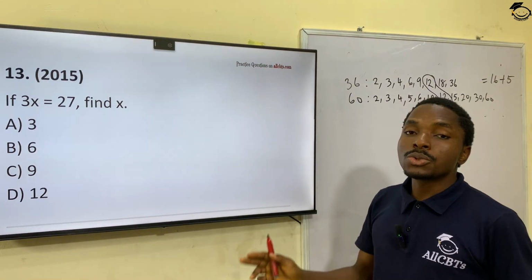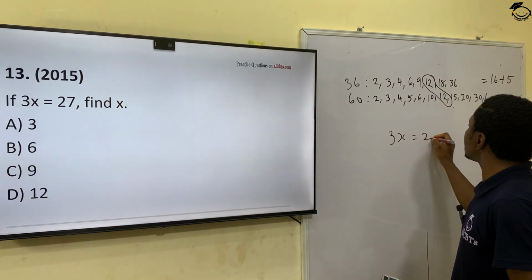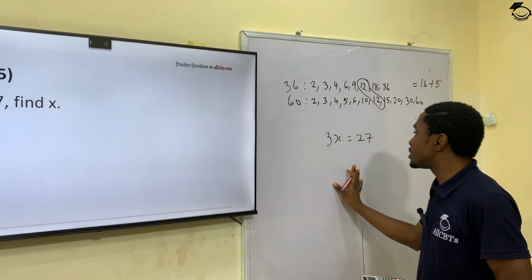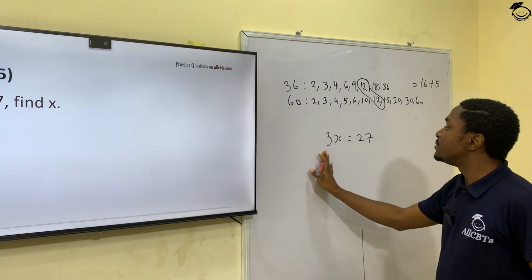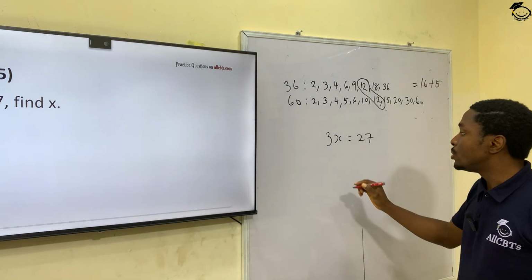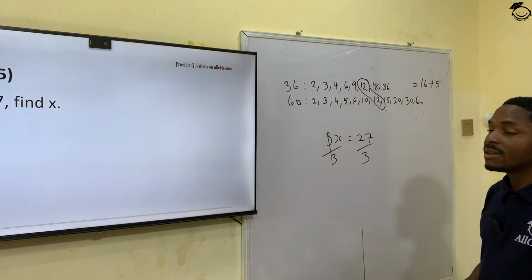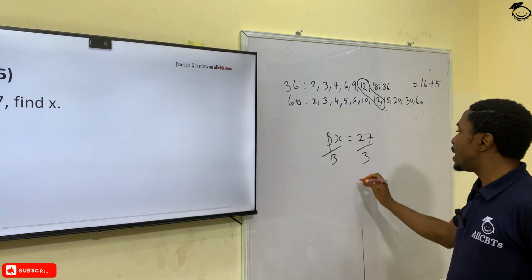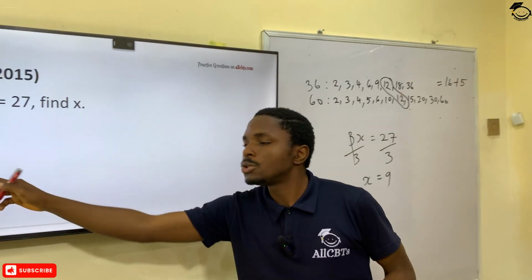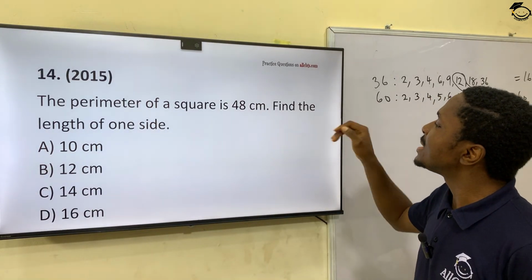If 3x is equal to 27, find x. What is x? We've already seen several questions like this. You just need to divide both sides by 3 for x to stand on its own. So 27 divided by 3 will give us what? 9. x is equal to 9. Option C.